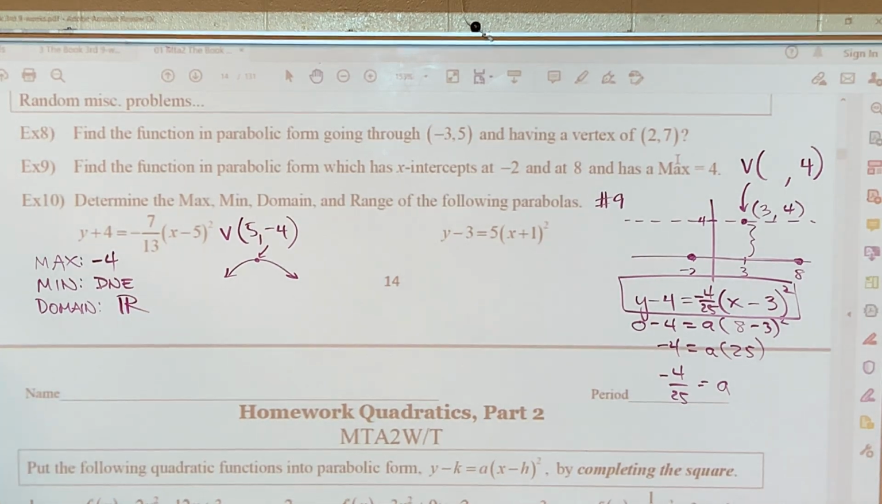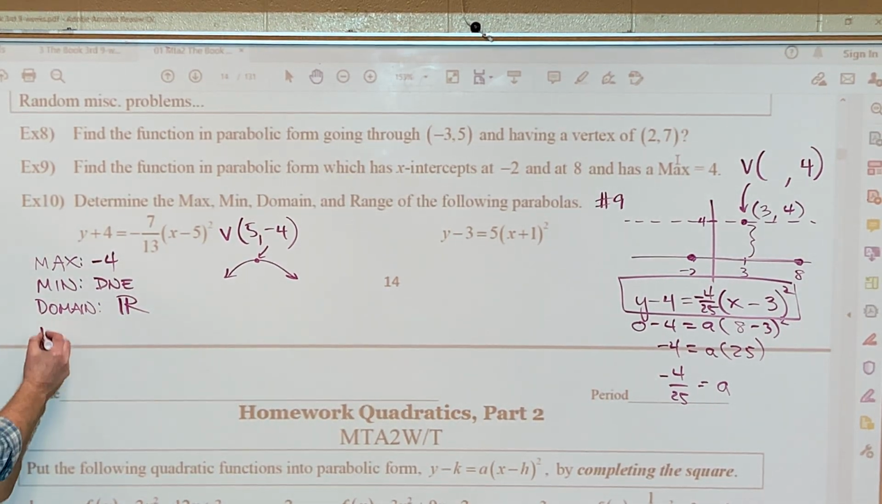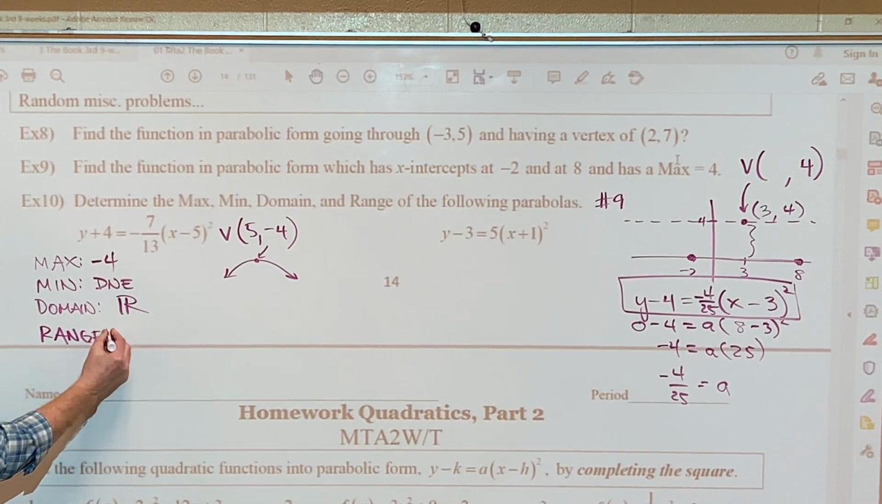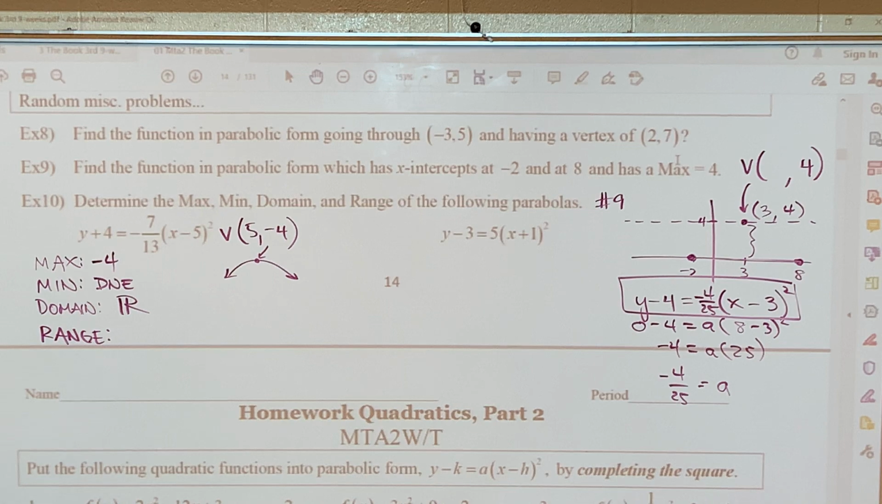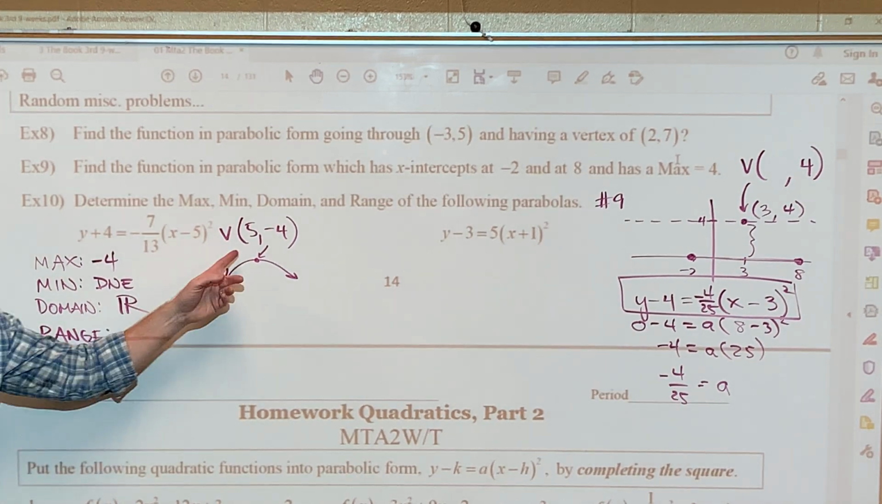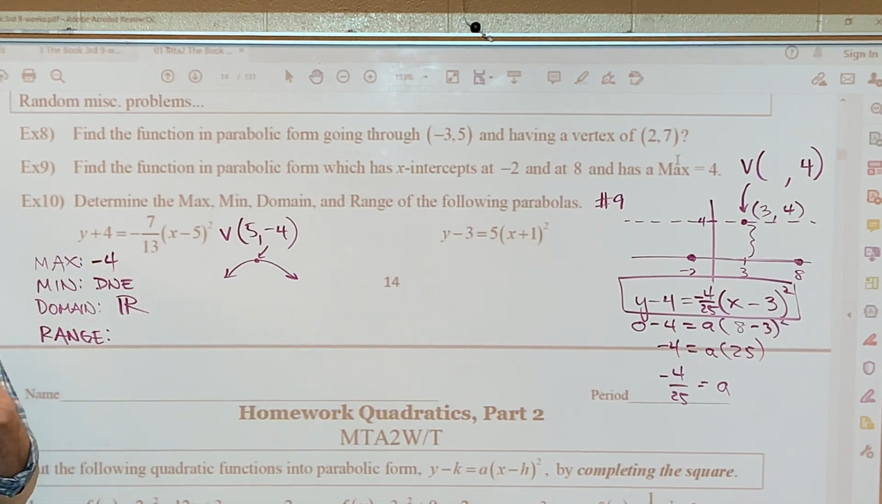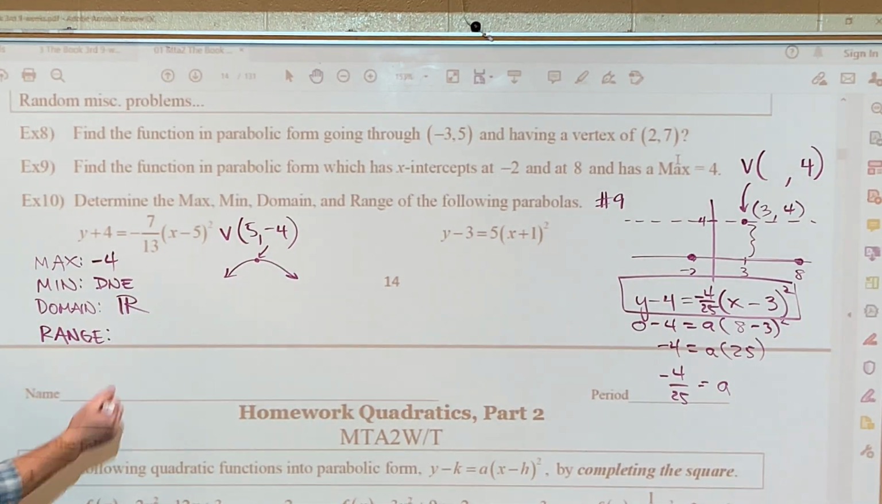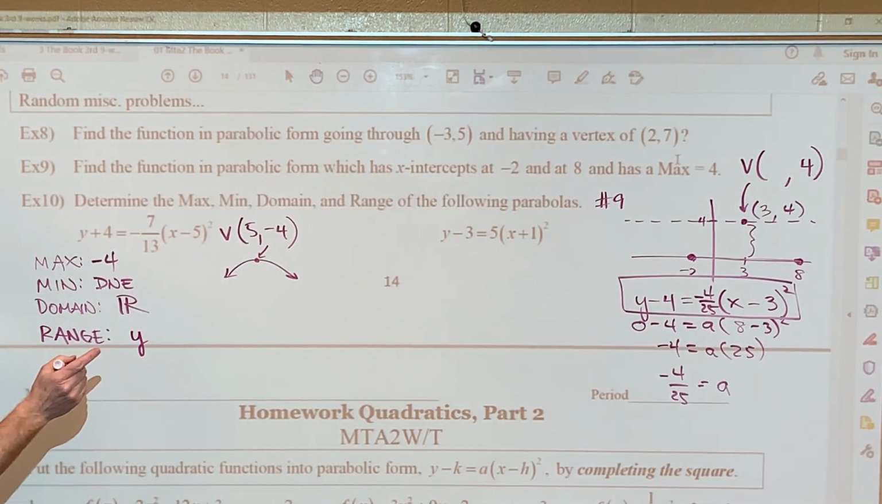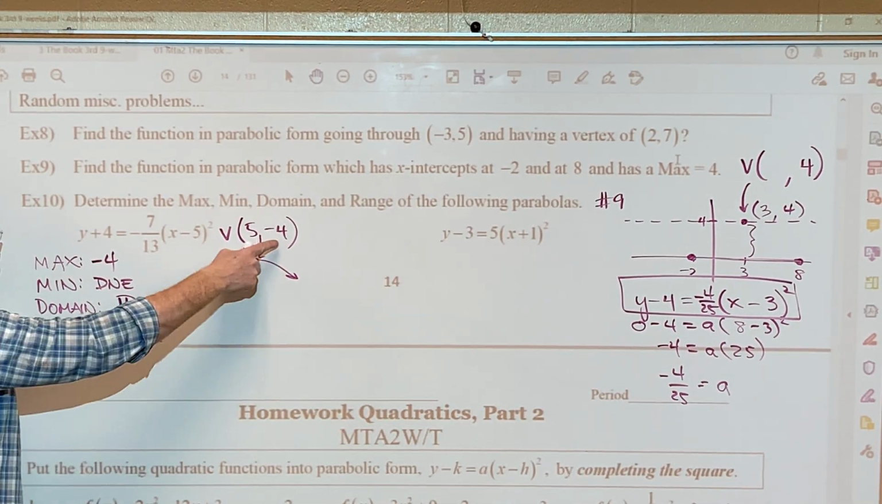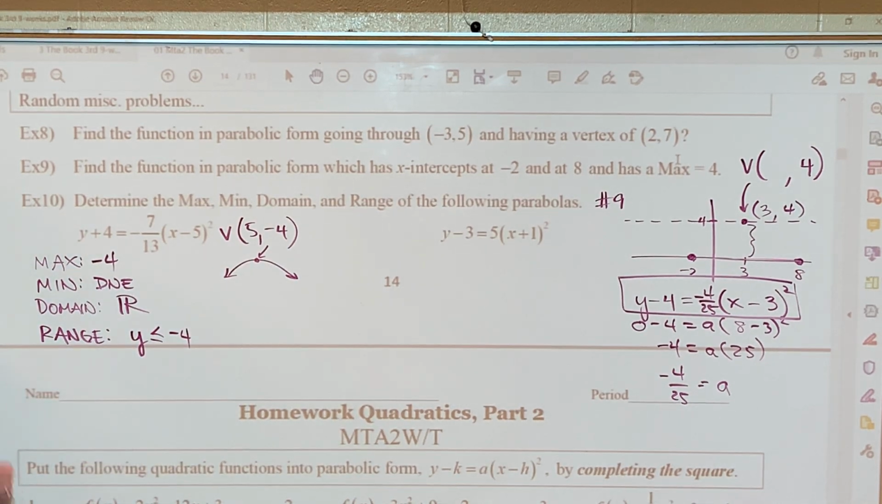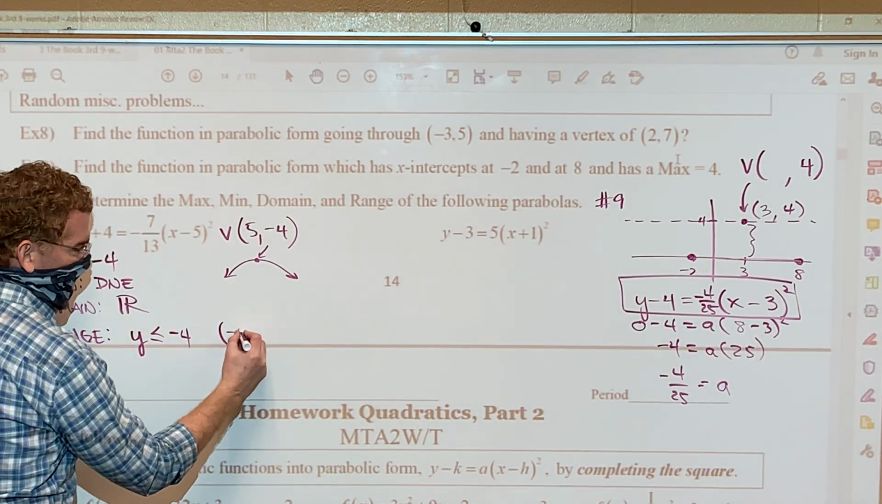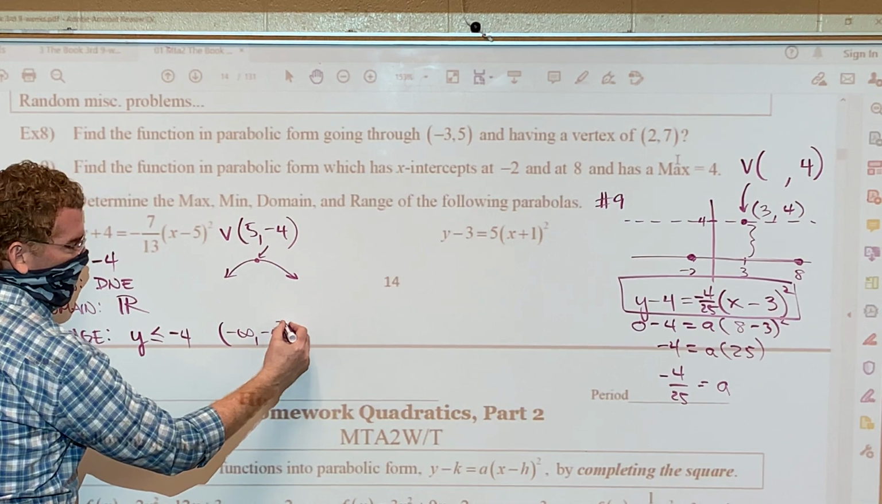All real numbers. Now, the range you've got to think about for a second. What is the range of a parabola that's going down? Everything under the vertex. So how would I say that? We're talking about range, means x values or y values? Y values. So couldn't you say all the y values that are less than or equal to the -4? And if you use interval notation, how would you write that? How do you use interval notation to show everything smaller than a -4 or equal to a -4? Negative infinity, comma, -4 bracket.